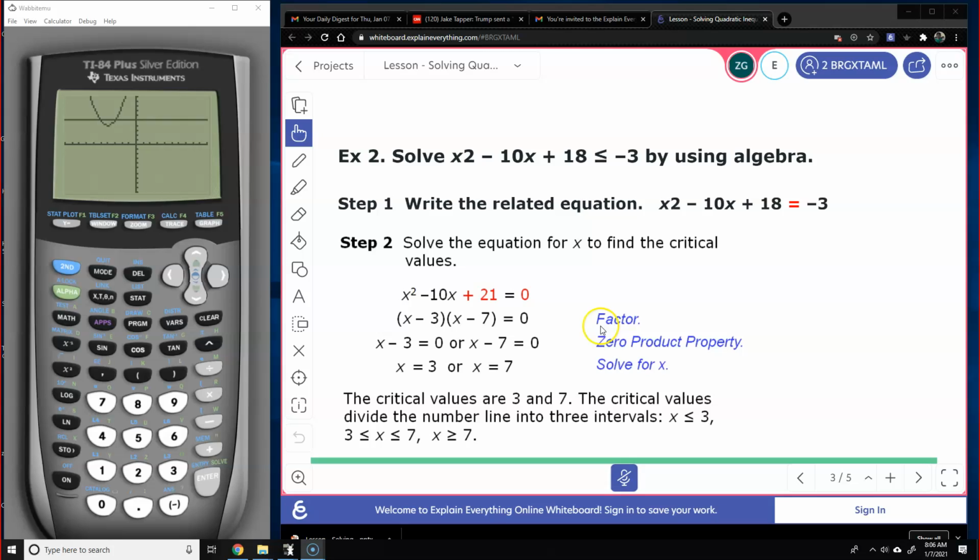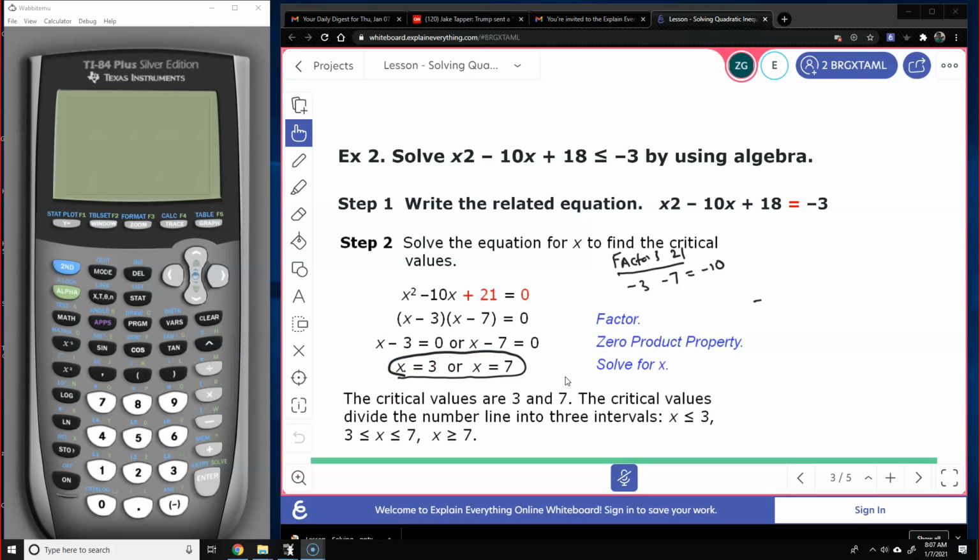We're going to factor. Remember, what are the factors of 21? Remember that they are going to add up to give you -10. And you notice the only two factors are -3 and -7, because -3 plus -7 gives you -10. So that's how they came up with the factors. And then we set them equal to 0 and we know that x equals 3 and x equals 7. These are called critical values.